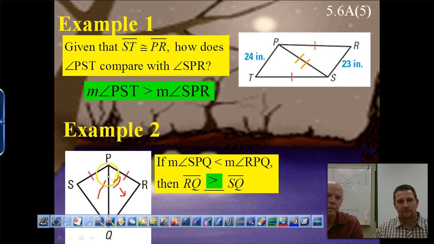So there you go. Now you can see that, if you shoot that out there, that angle over here is bigger, so that side over there is bigger than that side over there. We need to fix that somehow.